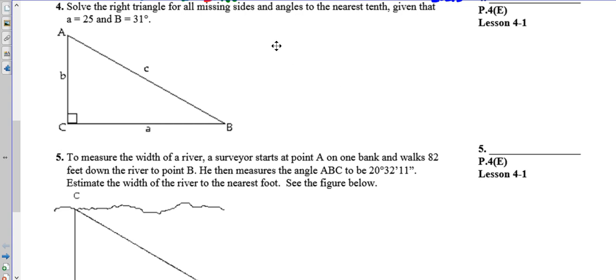Solve the right triangle for all missing sides and angles to the nearest tenth, given that A is 25 and B is 31 degrees. All right, so we have this diagram here on number 4, and we know that the lowercase a, which means side A, is 25 units, and we know that angle B here is 31 degrees.